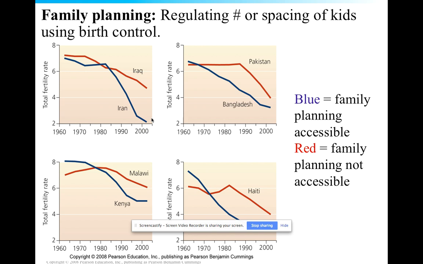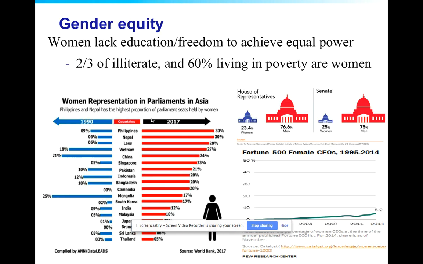So does family planning. So here you see the red is countries where family planning is not accessible, whereas the blue countries do have family planning services. And in every single case, you have the blue being less total fertility rates because they have family planning services.